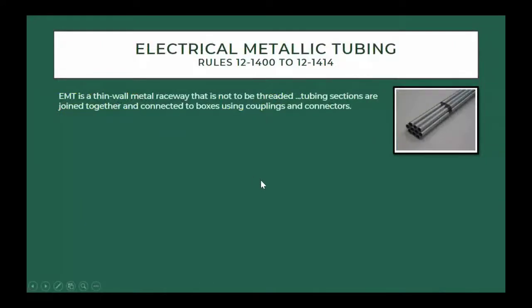Not that bad. Electrical metallic tubing. It's a thin wall raceway. This is not to be threaded. Tubing sections are joined together through either boxes or using couplings and connectors, and connected to boxes using couplings and connectors. I know we don't use couplings to connect the boxes, but you know what I mean.